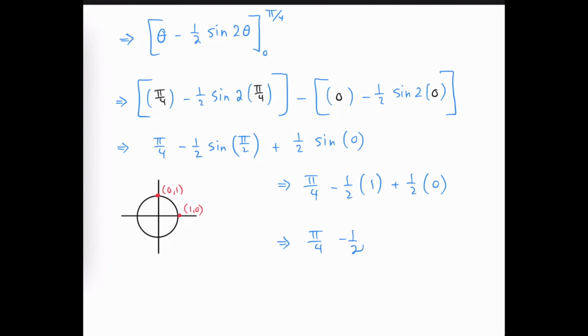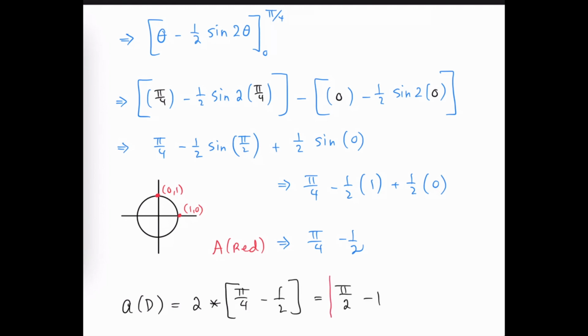But remember, this was just the area of the red region. We need to take this area and double it, which then reduces down to being π/2 − 1, and we should probably say units squared.